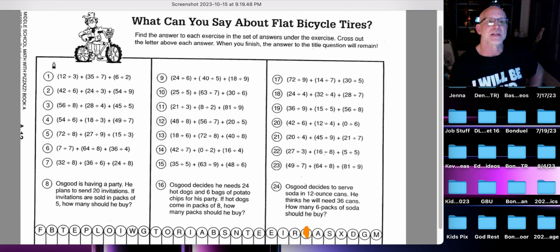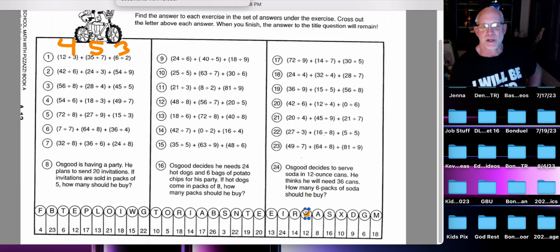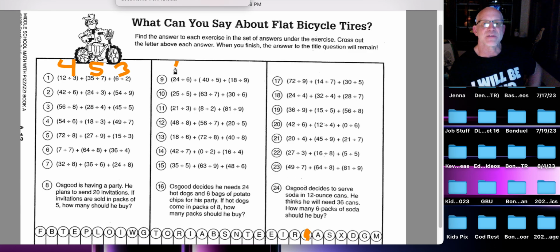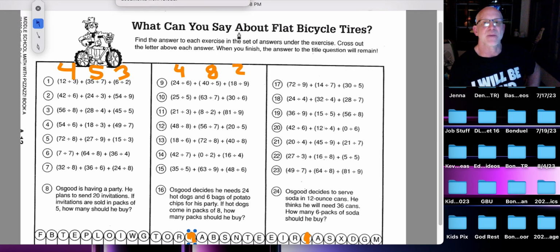So this one will say something like this. What is 12 divided by 3? 4. What's 35 divided by 7? 5. And what's 6 divided by 2? 3. So then we'll say, what is 4 plus 5 plus 3? 4 plus 5 is 9, plus 3 is 12. So the one that has 12 as an answer, we'll just cross that answer off. Let's do one more. 24 divided by 6 is 4. 40 divided by 5 is 8. And 18 divided by 9 is 2. 4 plus 8 plus 2, I see a 10 plus 4 is 14. So then we cross that one off. And then at the very end, what can you say about flat tires?